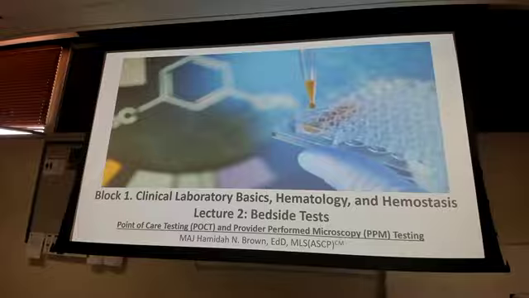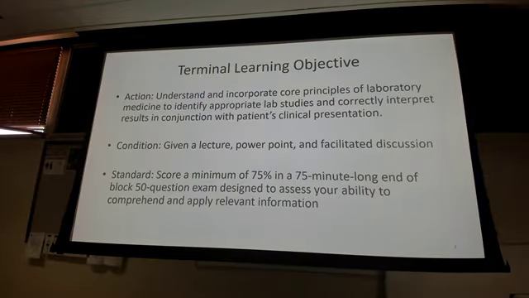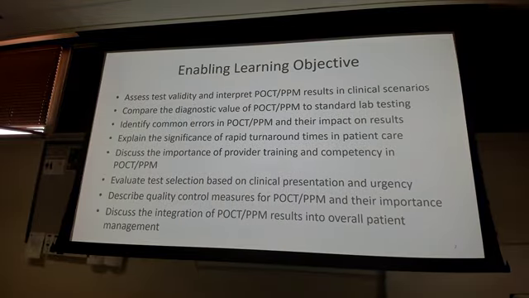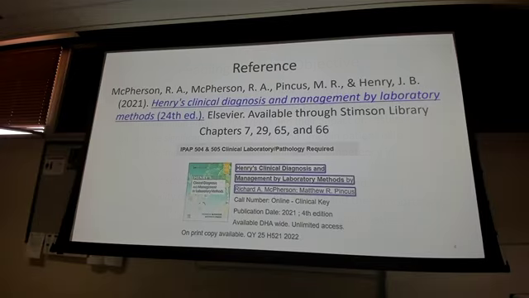Mind you, these are 50 slides, and you know like 5 or 6 of them are TLOs and ELOs, so it's really like 45 slides, okay? So TLOs, y'all know how to read. ELOs, y'all know how to read those as well. This is your reference. If you like to do extra reading, these are in chapters 7, 29, 65, and 66.